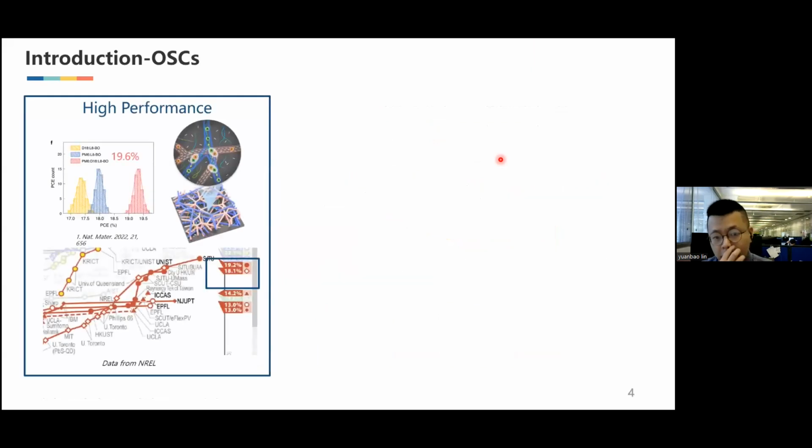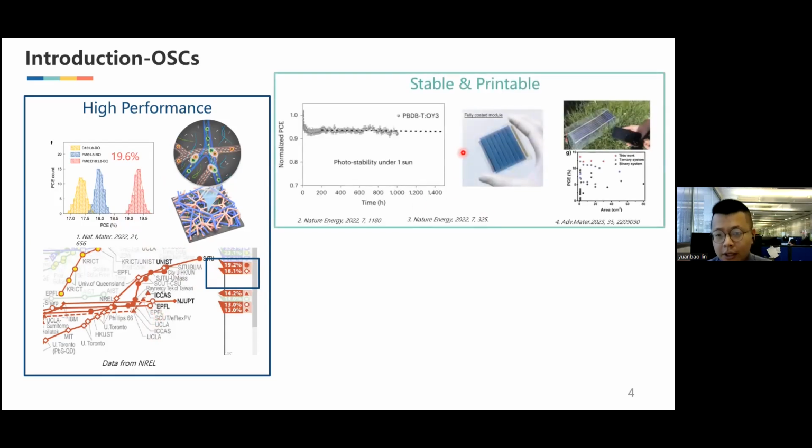And why do we use organic solar cells? Because organic solar cells now have high performance. We can get over 19% with some kernel resistance, and the highest performance now is 19.2% from the NREL's data. And also organic solar cells are stable with some polymer acceptors. The OPV can survive over 10 years in South China, and also we can use printable techniques to produce large area and flexible organic solar cells.